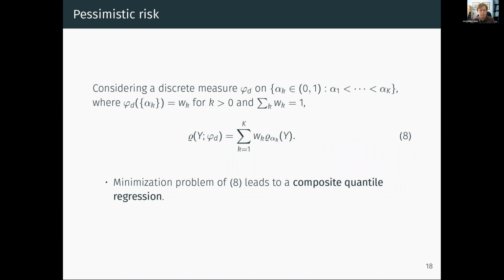Then we can consider a discrete measure bar phi with discrete points. Here we are assuming that the discrete measure has a point mass w_k at each alpha_k. Then the pessimistic risk is defined by the summation of the weighted alpha risk. And we can know that minimizing the general pessimistic risk leads to the composite quantile regression. This is the same conclusion we have seen in the previous slide, the relation between alpha risk and quantile regression.